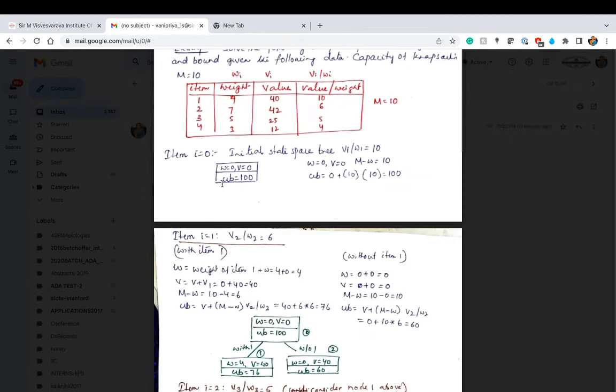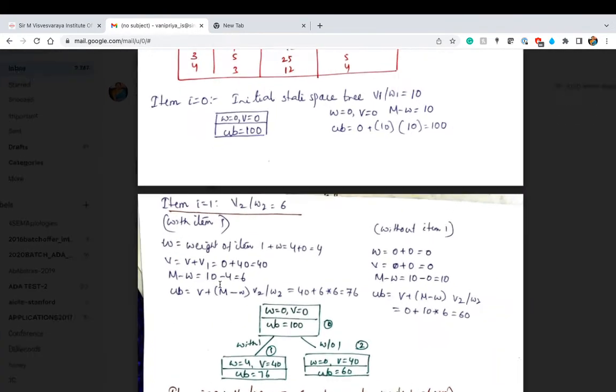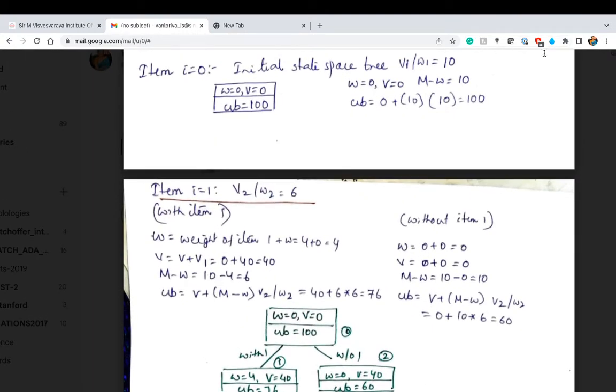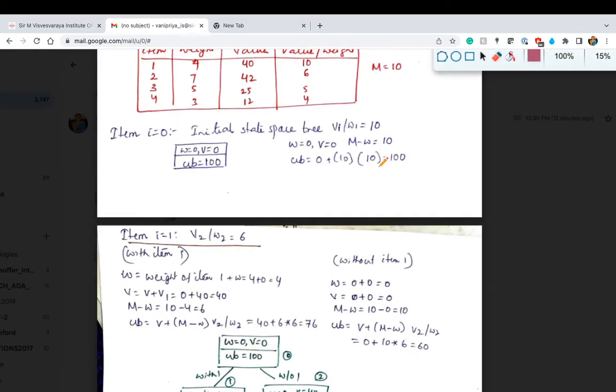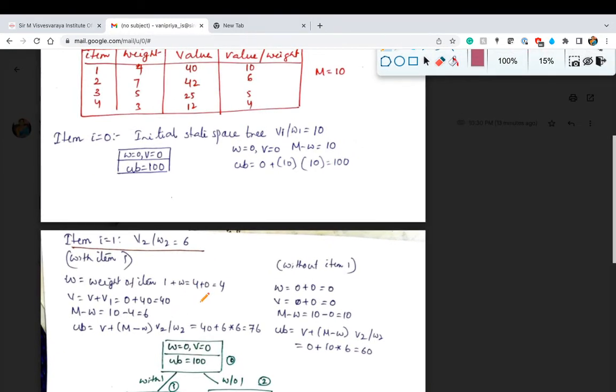After that we have to substitute in the formula. What is the formula? UB is equal to V plus M minus W into V2 by W2.